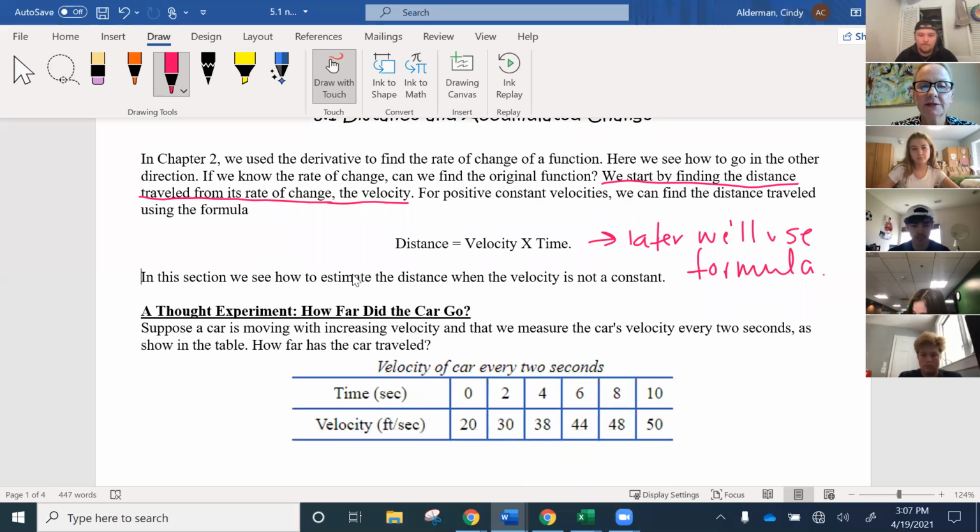So here, in this practical example, we're going to see how to estimate the distance when velocity changes. As you know, when you ride your bike, if you're going up a hill, you're going to go slower, right? Your rate of change is slower than when you're going down the hill. So what we have here is velocity at different points. And what they're saying here is that every 2 seconds, that was the instantaneous speed.